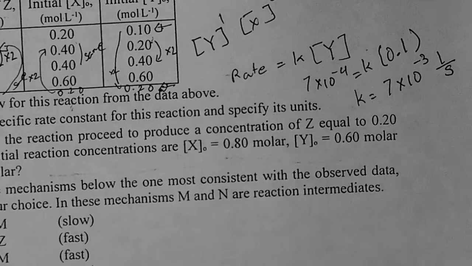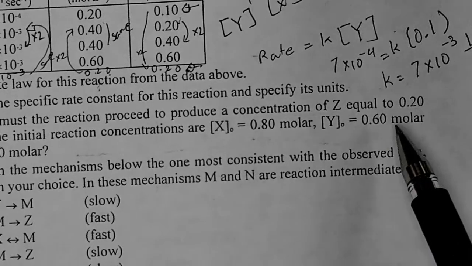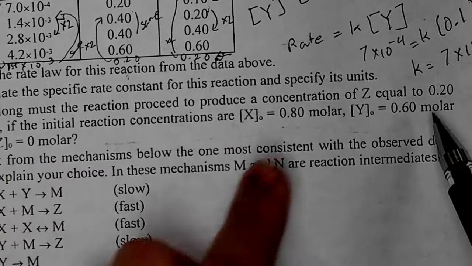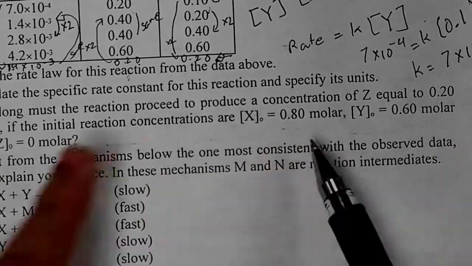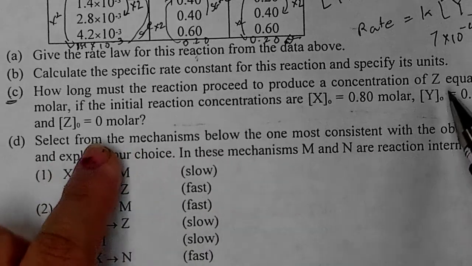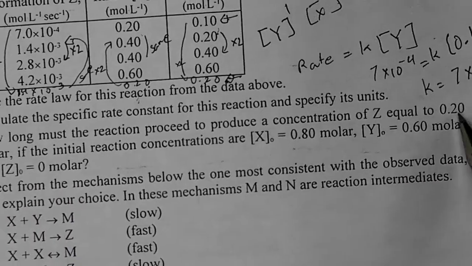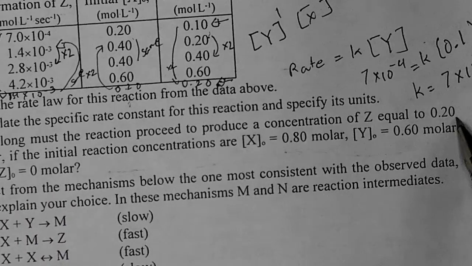Actually, the correct answer is more toward the other one, but let's see what's happening. So we have this concentration, and they want to talk about Z. They said Z has to be 0.2 mole. Okay?